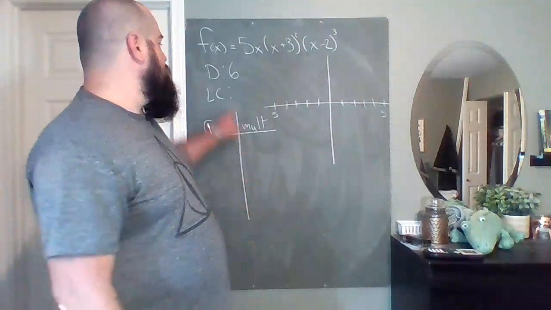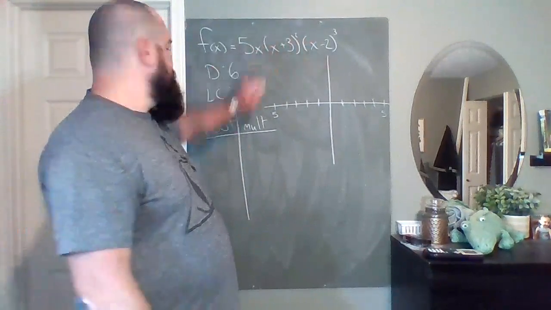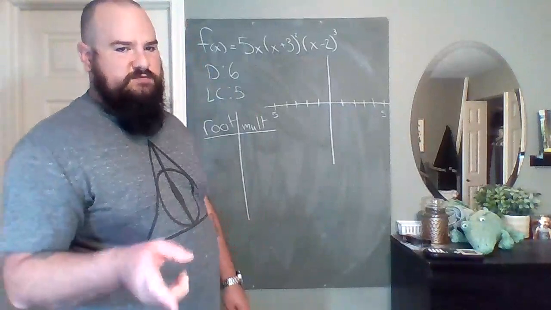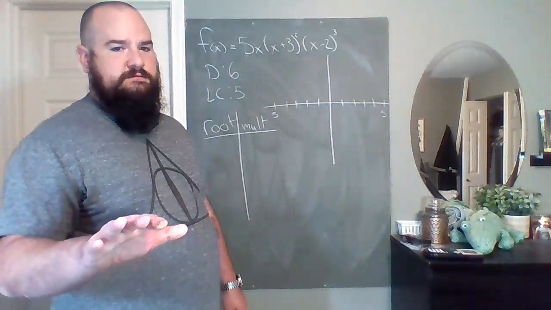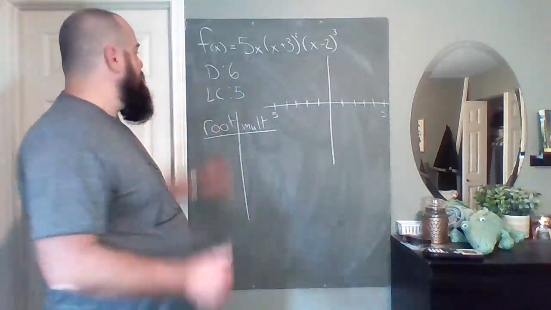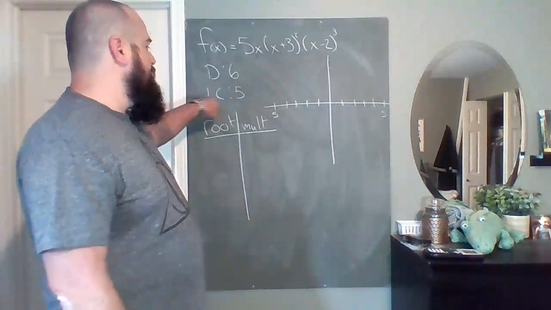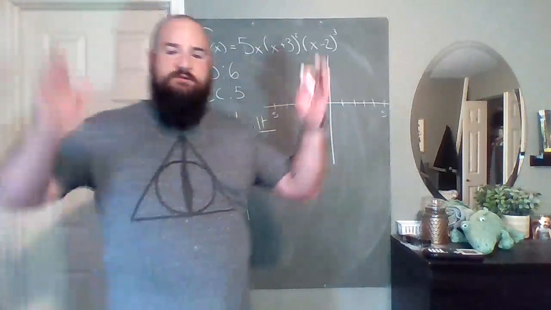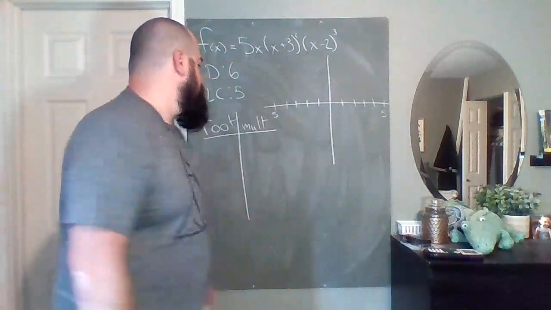Now our leading coefficient is 5. It's simply the number in front, right? The leading coefficient is 5. Now what does that tell me so far? Pause the video, think about it. What does that tell me? That's right. That tells me my end behavior. Now because my degree is 6, which is an even number, my leading coefficient is 5, which is a positive number, I know my end behavior is that both ends are going up. And that's how easy it is.